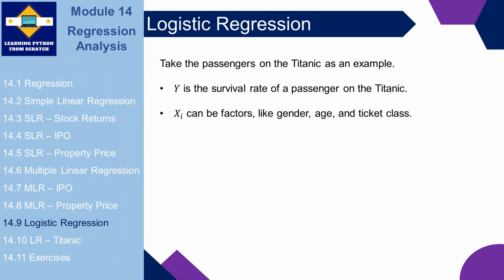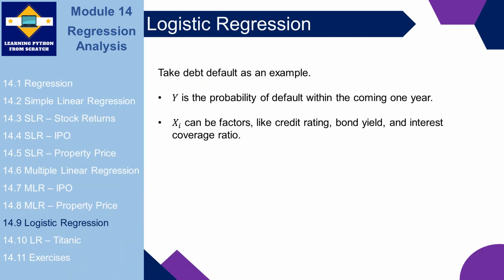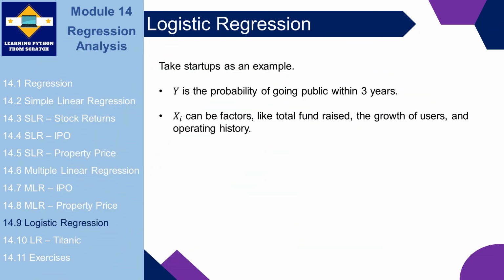Let's take the passengers on the Titanic as an example. Y is the survival rate of a passenger on the Titanic, and Xi can be factors like gender, age, and ticket class. Take default as an example. Y is the probability of default within the coming 1 year, and Xi can be factors like credit rating, bond yield, and interest coverage ratio. Let's take one more example from startups. In this case, Y is the probability of going public within 3 years, and X could be factors like total fund raised, the growth of users, and operating history.